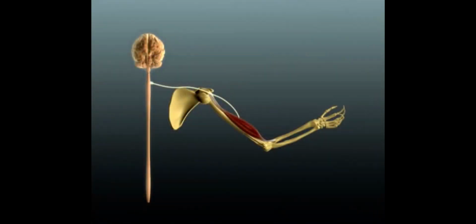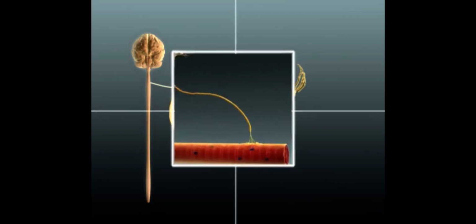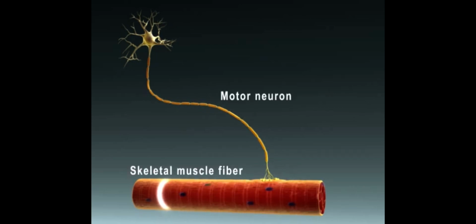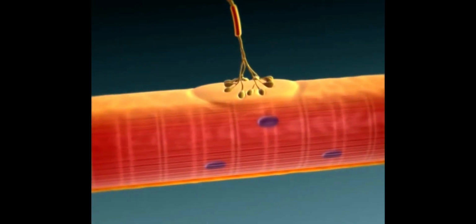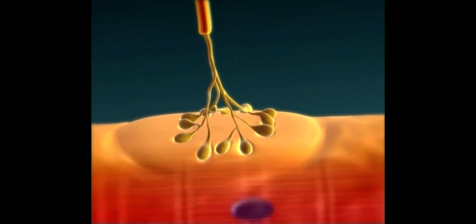Nerve impulses, also known as action potentials, travel from the brain or spinal cord to trigger the contraction of skeletal muscles. An action potential propagates down a motor neuron to a skeletal muscle fiber. The site where a motor neuron excites a skeletal muscle fiber is called the neuromuscular junction.